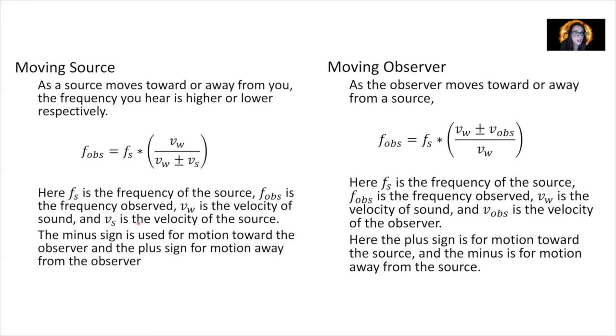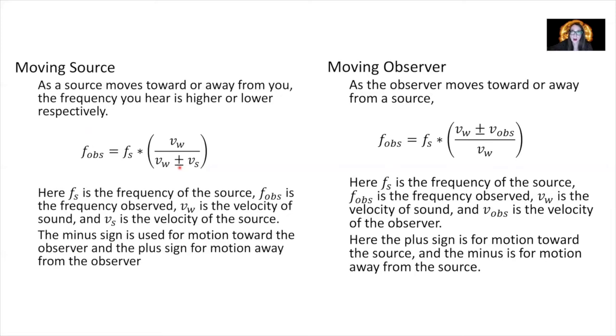So that means that when the source is moving toward us, we're going to use this equation with the velocity of the sound wave, that's V_W, minus the velocity of the source. So this is what we'll use. The minus sign is used for motion toward the observer. So if the cop car is coming toward us, we're going to use this equation for the moving source of the sound with a minus sign on the bottom here.